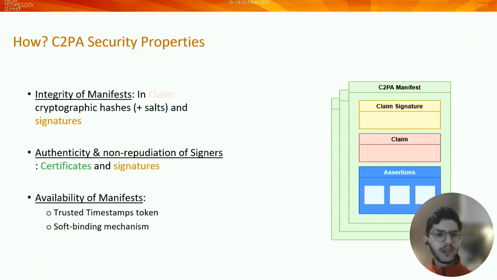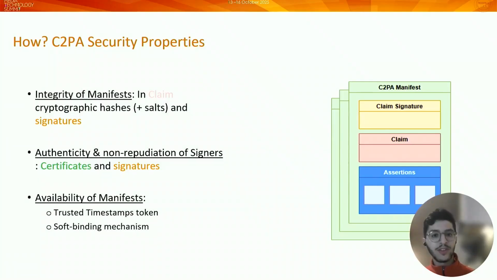So how does C2PA work? C2PA attaches a signed manifest to each asset so anyone can verify what it is, who touched it, and whether it was altered, by ensuring the following strong security properties. First, integrity of manifests. Each claim in the manifest is protected by cryptographic hashes with salts and digital signatures, so any change to the content or metadata is detectable.